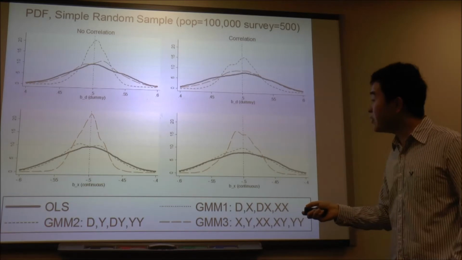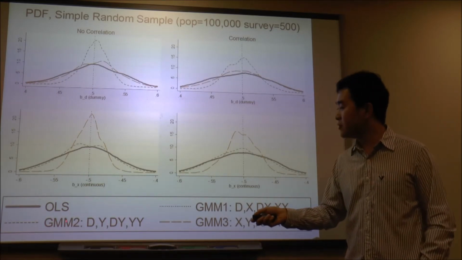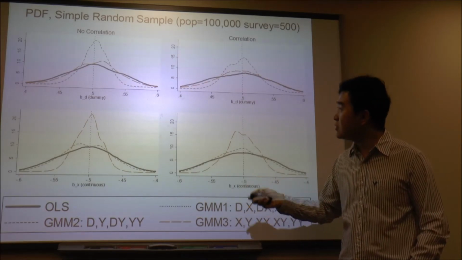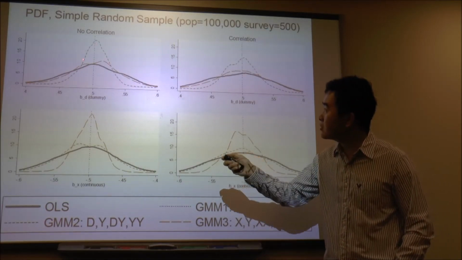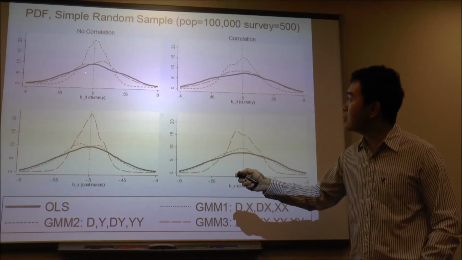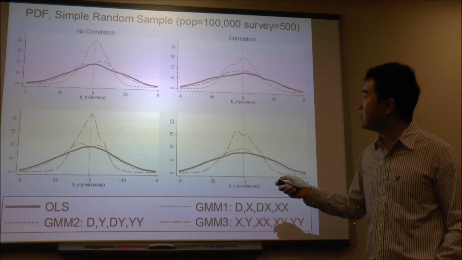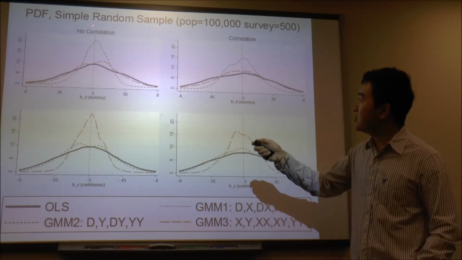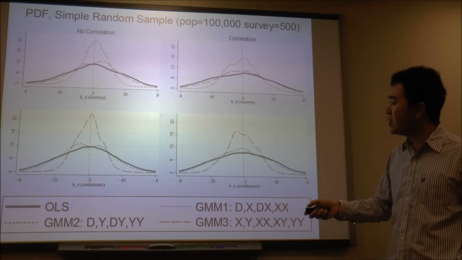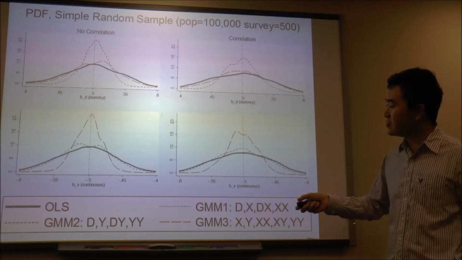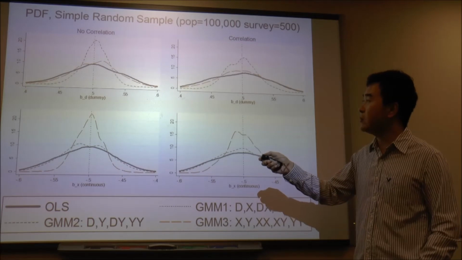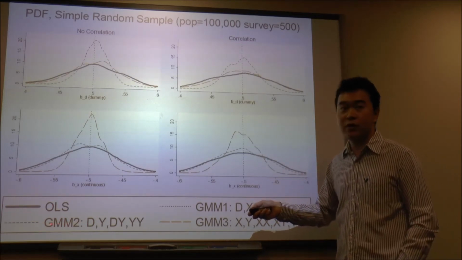And another interesting thing that we observe is GMM2, which has more information on the dummy variable. We see that this green dotted line is really more concentrated on the true value than the rest of the models, which shows that the more information you have on a variable, the more precisely you will estimate the parameter of that variable in this GMM framework.